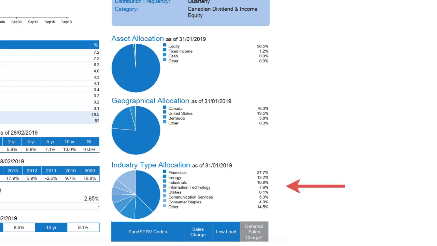Industry type allocation refers to the different business industries that this fund invests in. So you'll see at the top there's financials. That's banks. It also has exposures to IT, utilities, communication services, and so on.